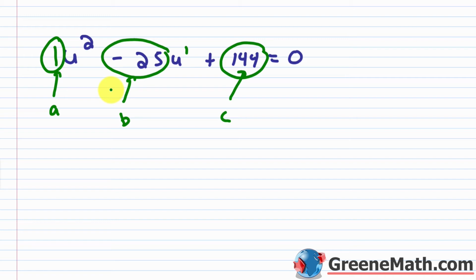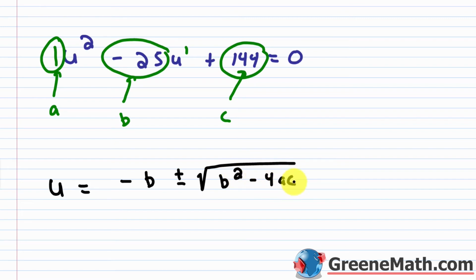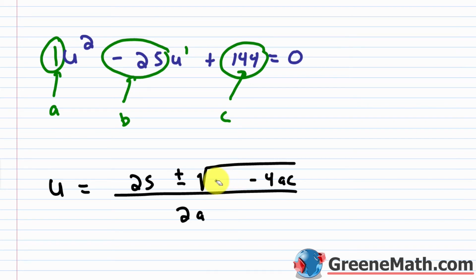So let's plug into the quadratic formula. We would have that u is equal to the negative of b plus or minus the square root of b squared minus 4ac, and the whole thing is over 2a. So let's go through and just replace. The negative of b is negative of negative 25, which is 25, plus or minus the square root of b squared. Negative 25 squared is positive 625. Then minus 4 times a times c. A is 1, so we can just get rid of it. And then c is 144.